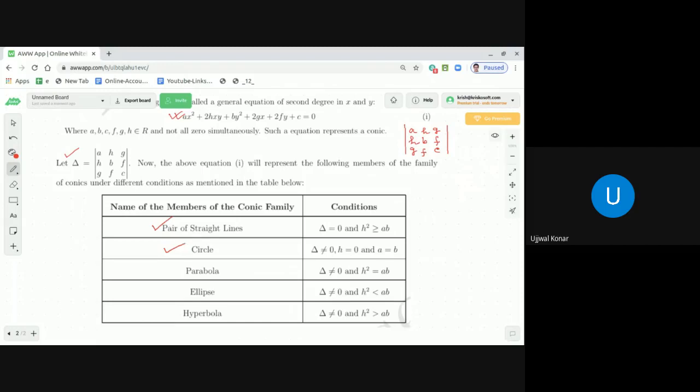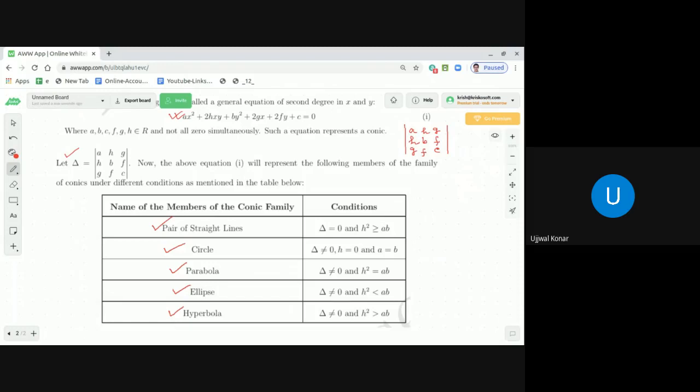And if delta is not equal to 0 and h square is equal to ab, then we call it a parabola. If delta is not equal to 0 and h square is less than ab, we call it an ellipse. If delta is not equal to 0 and h square is greater than ab, that is known as a hyperbola. So dear students, our primary focus in the last three.